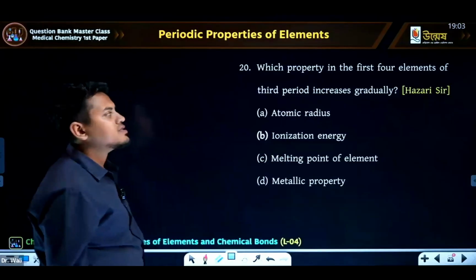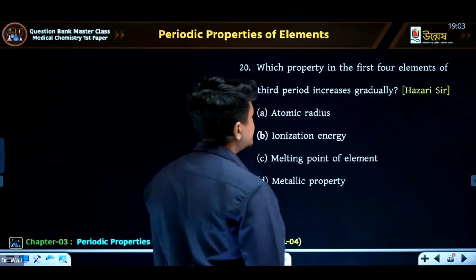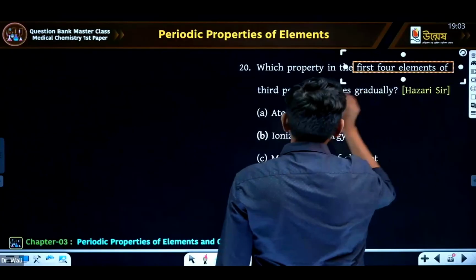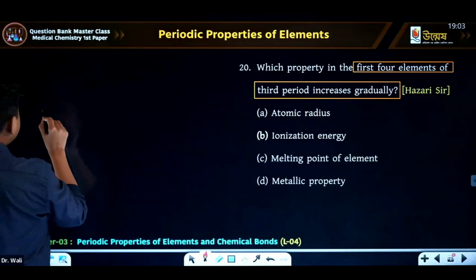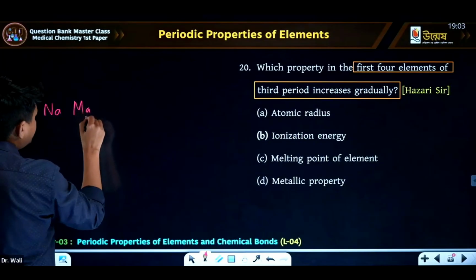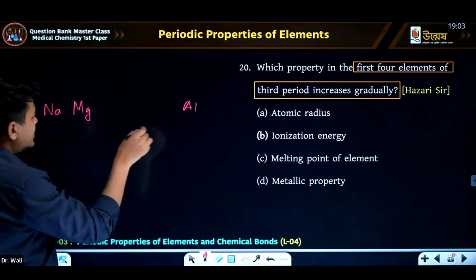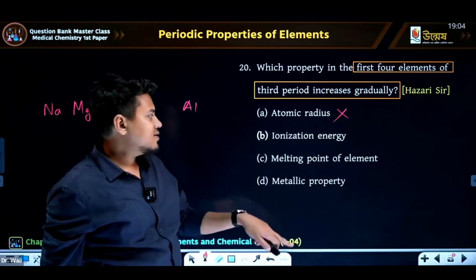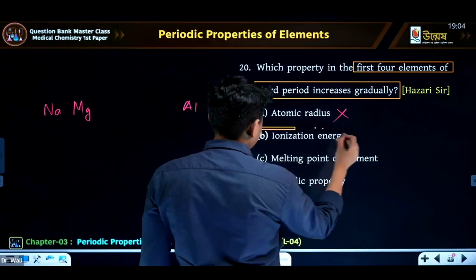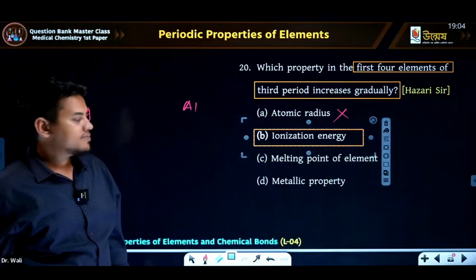Which property in the first four elements of the third period increases gradually? What are the first four elements of the third period? Sodium, magnesium, aluminium, and silicon, right? So what will increase? Atomic radius, no. We have learned the periodic trend, so it will decrease. Ionization energy will certainly increase. This is the correct answer. The rest of them are not correct.